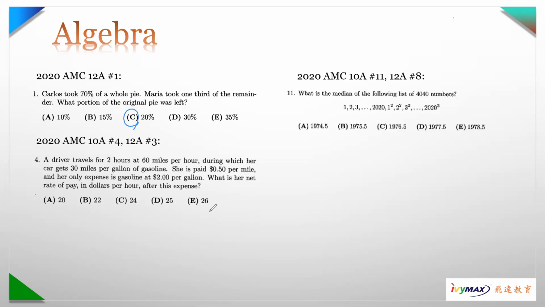So don't be confused by the many units, and there are 2 types of rate. You need to be clear on that. The first one is that she is paid $0.5 per mile. Since she is a driver, she has some income. So this $0.5 per mile is the rate of income, right? I'll just call it that way.